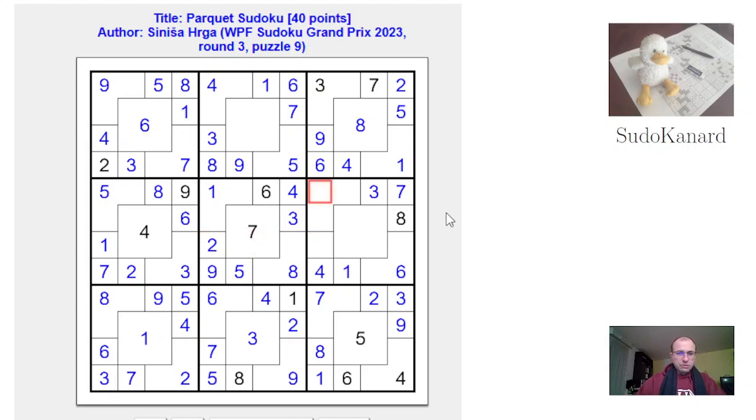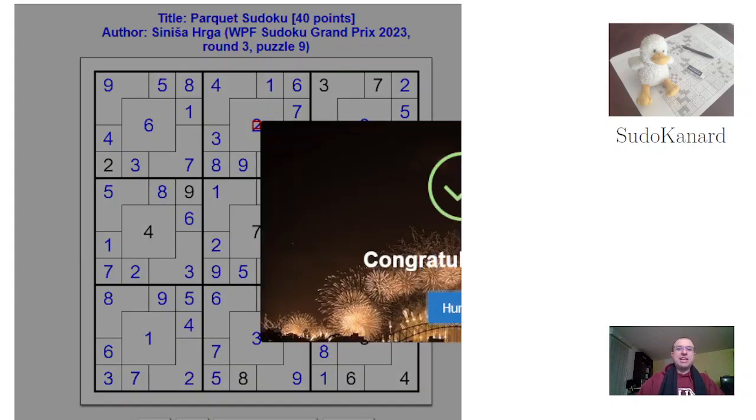Now this row needs a 2. Those are 5 and 9, but there's a 9 here, so that's the 5. And let's put a 9 here, which should seal the deal. No, there's still a 2 in here. A 2, I said. And that's it.